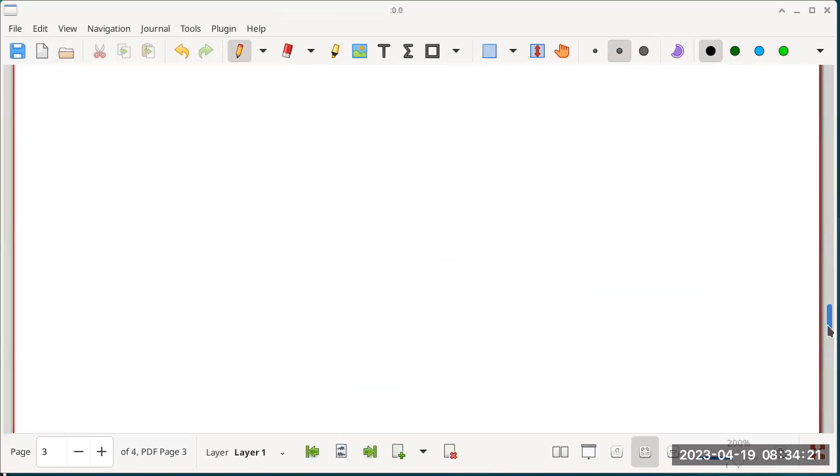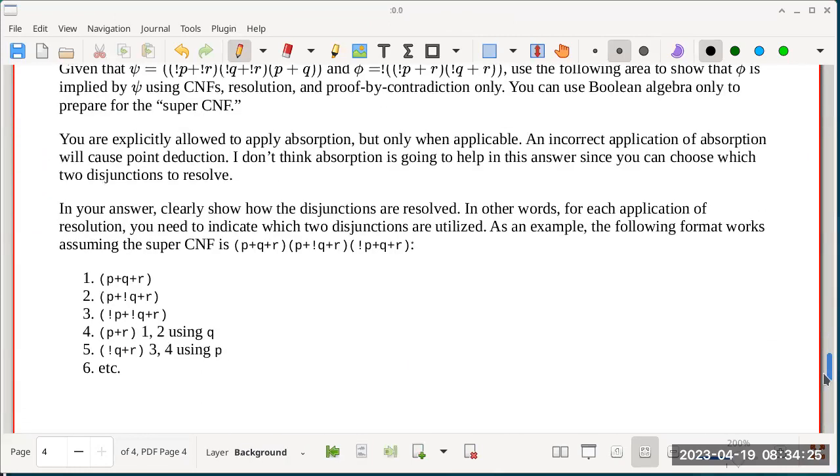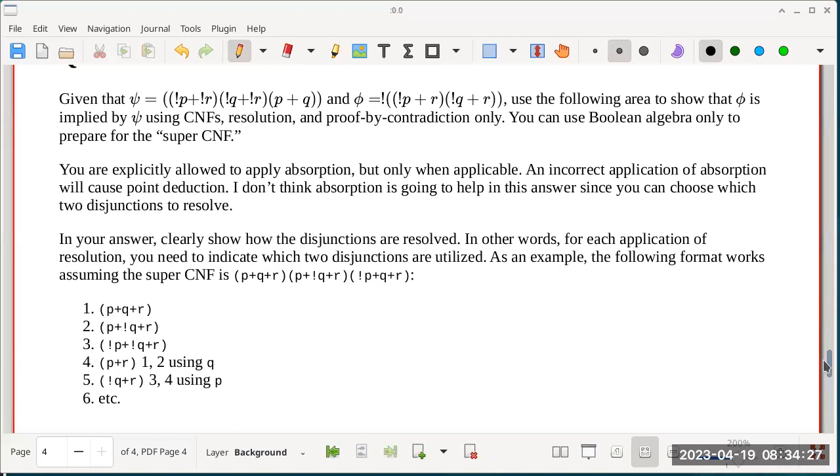And then we move on to the very last part. And this one is, somebody asked me about distribution. It really should not need distribution at all, because in this case, psi is a CNF already, which is actually from the previous question. And then phi is the negation of a CNF. But we have to remember that we are supposed to AND psi with the negation of phi.